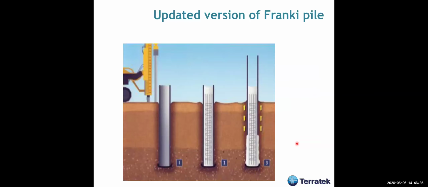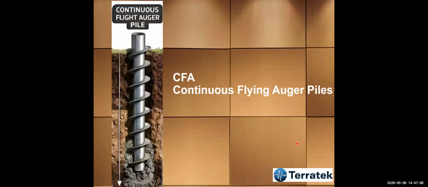Okay, so this is a kind of updated version of the Franke pile, in which they don't have the bulb, but they use modern equipment to do it very fast. I remember one of the old equipment that I've seen in the 70s, when I started working, they used about 10 people. So it's an intensive labor type of pile. So that's why today this kind of pile is not used as much as it was in the past.